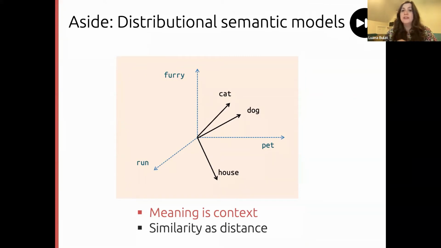Now, of course, similarity is a scale rather than a yes or no answer. Cat and dog are more similar to each other than cat and house, and I think we would all agree on that.